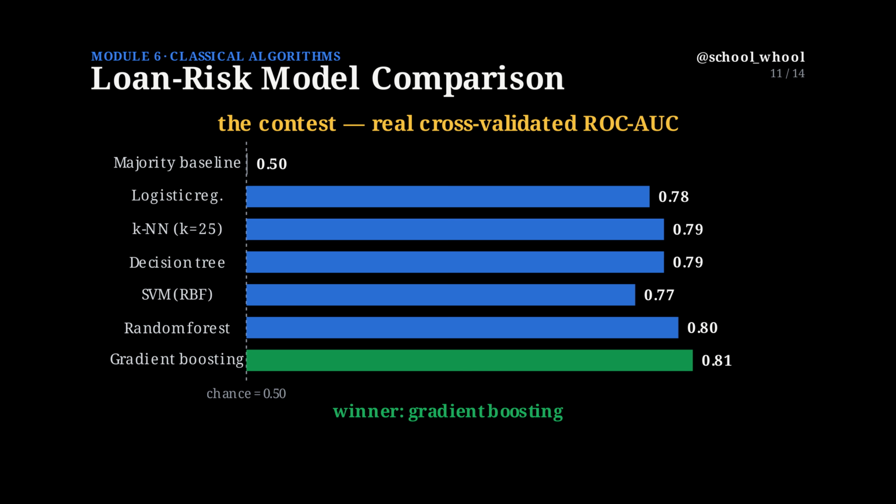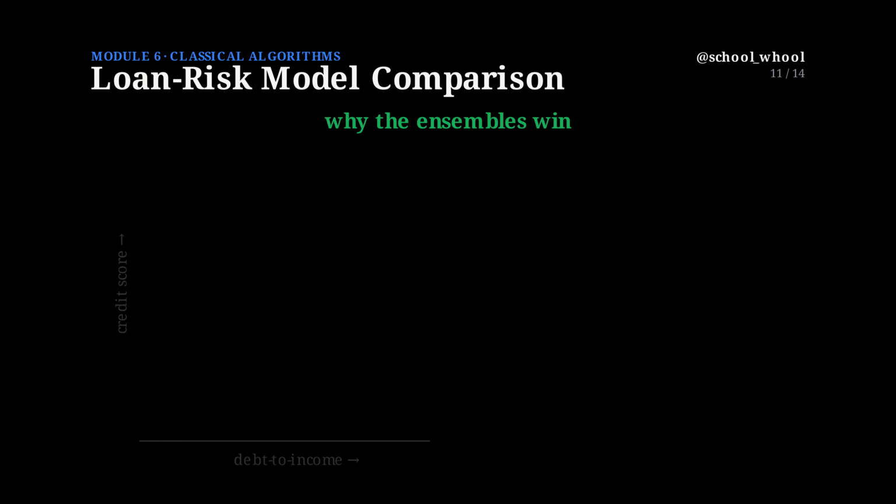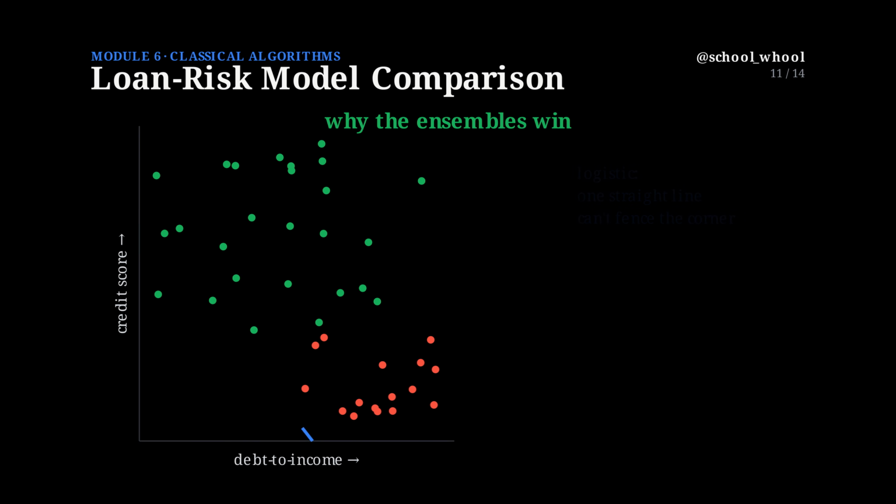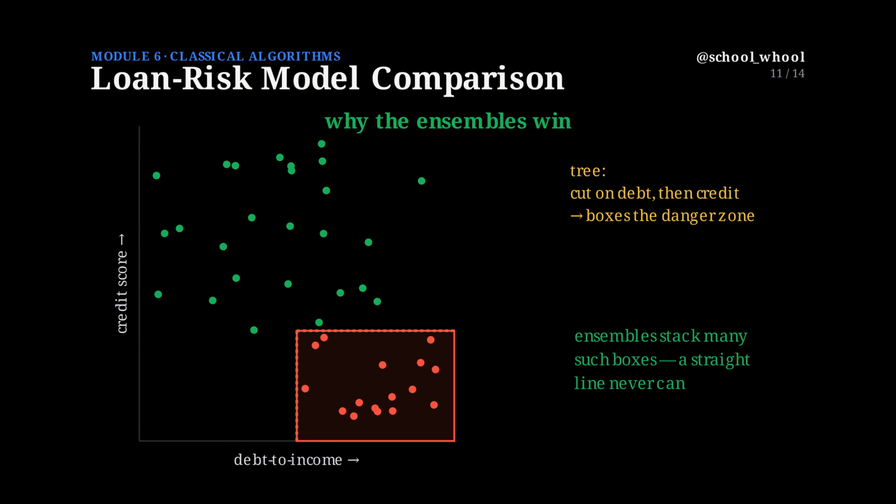But why do they win? Let us look at just 2 features, debt to income and credit score. The real danger lives in a corner. Borrowers with high debt and low credit default far more often. Logistic regression can only draw one straight line, and no single straight line can fence off that corner without wrongly condemning good borrowers too. A tree, though, makes axis-aligned cuts. One split on debt, another on credit, and it boxes the danger zone in exactly. An ensemble combines many such boxes, which is why it captures patterns the line simply cannot.